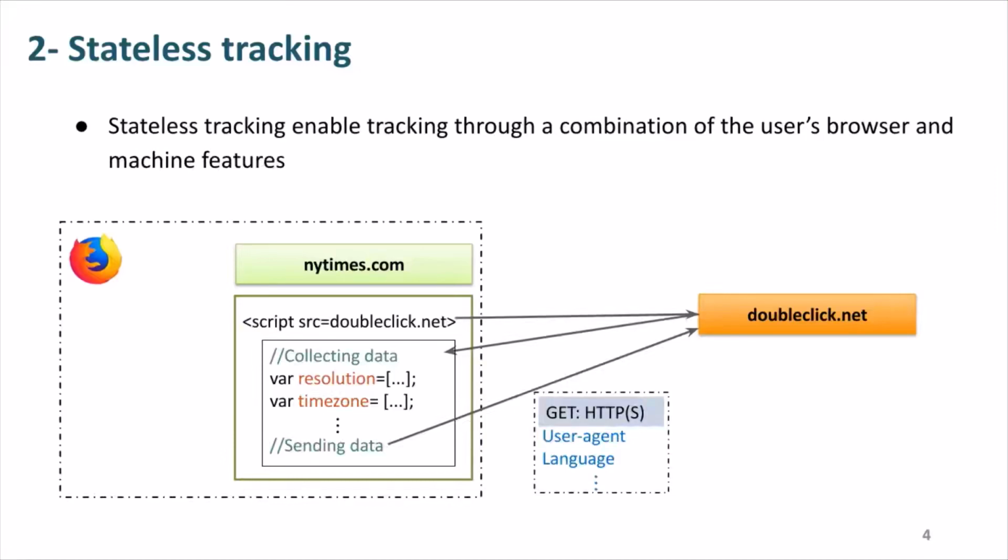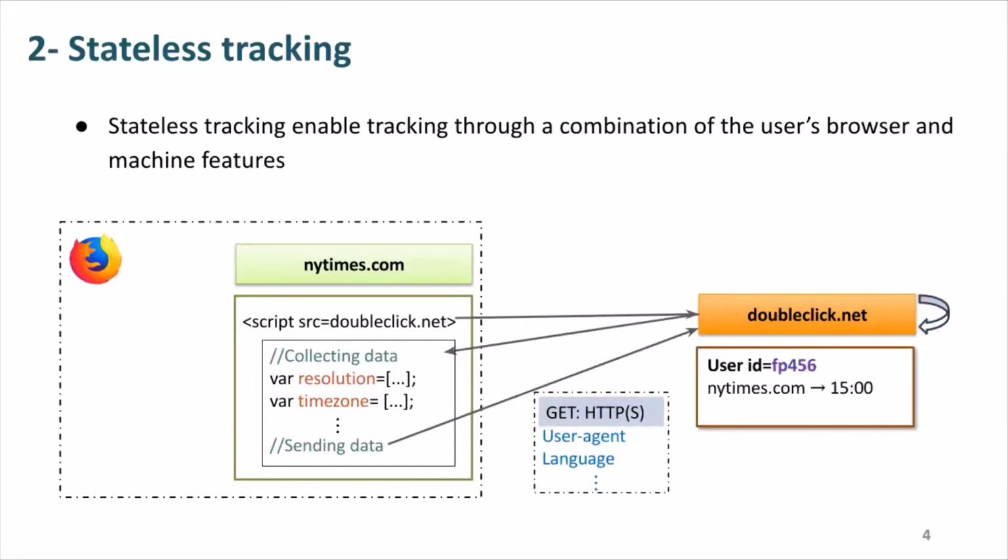Using this information, DoubleClick can generate a fingerprint, in that example AFP456, associated to the user or group of users, and then similarly to what we have seen in stateful tracking, use this identifier to recreate the user's browsing history. For simplicity, in the following, we refer to this process of fingerprinting as this arrow.